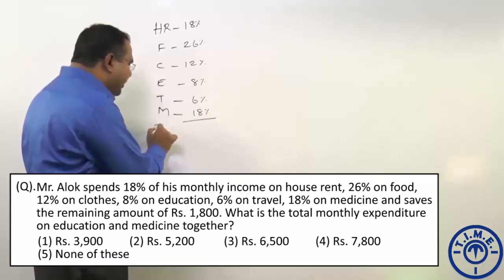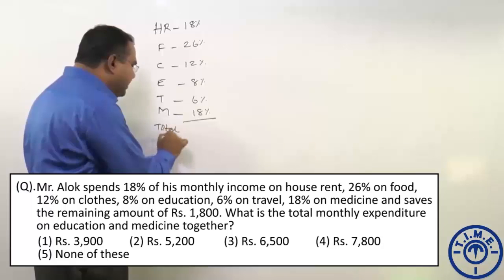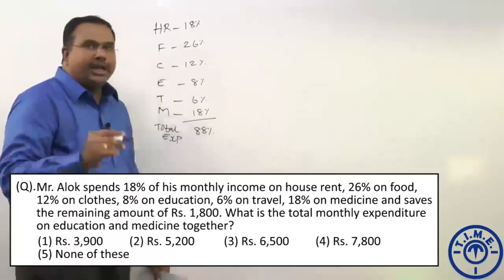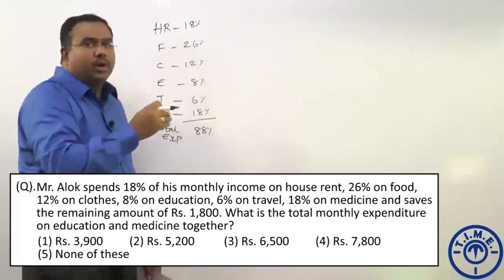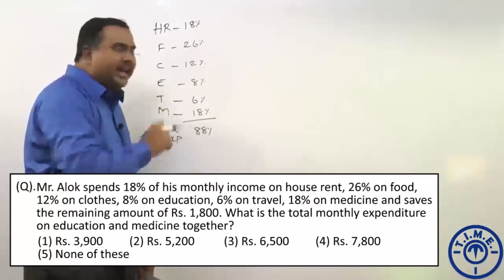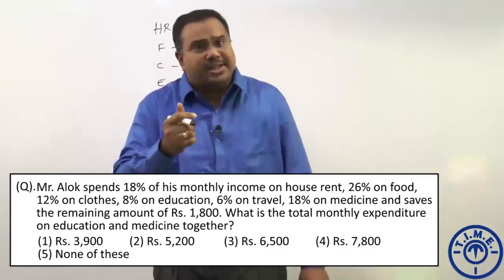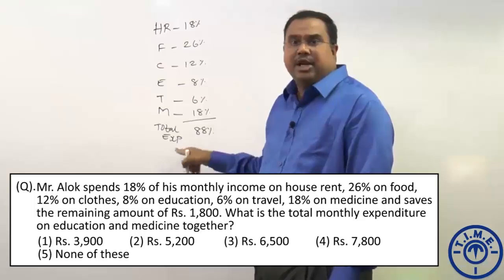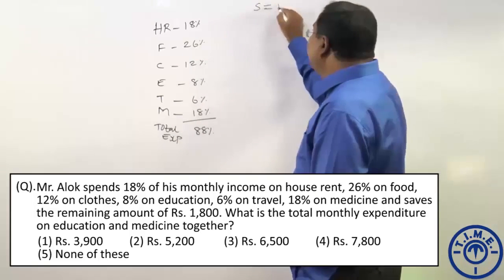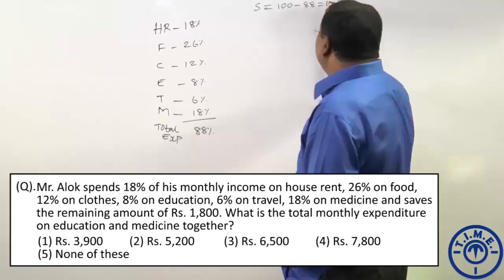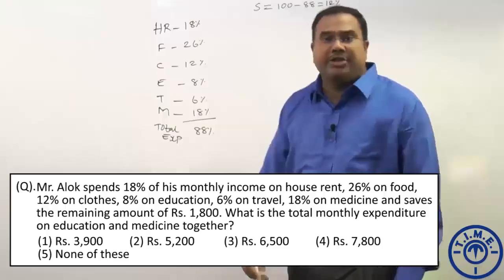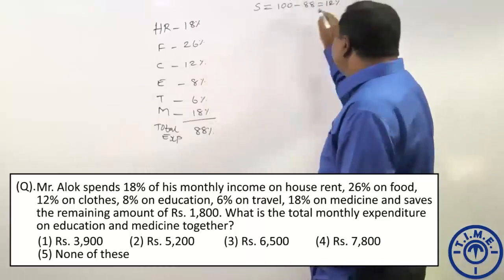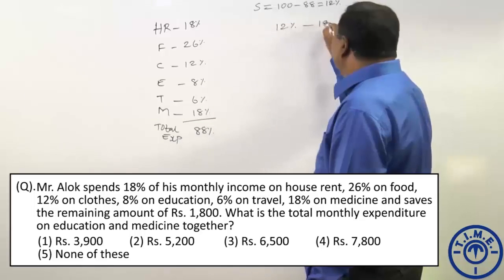So, what is this total expenditure? If I add all this, it is equal to 88%. Total expenditure on house rent, food, clothes, travel, medicine, everything, if I add, it is 88%. Income will always be 100%. If I am spending 88%, then our savings would be 100 minus 88, so savings is equal to 12%. In the question, the savings are given as 1800 rupees. So, this 12% is equal to 1800.